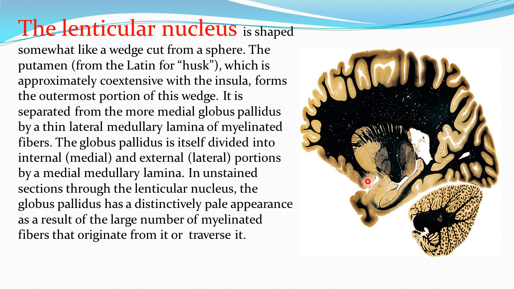In an unstained section through the lenticular nucleus, the globus pallidus is distinctively pale in appearance. That's why it is given the name pallidus. A large number of myelinated fibers originate from it or traverse it, so this gives a pale appearance in the unstained section. In a stained section it looks dark because of the myelinated nerve fibers in this gray matter. See, the putamen is light in color, this is dark in color.